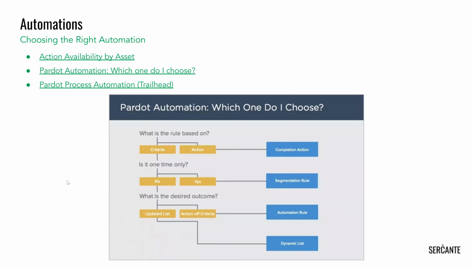Megana asked, do dynamic lists work continuously? And yes, they do. Every time a prospect is edited, Pardot is going to reevaluate to see which dynamic list it should belong on. And so it's continuously refreshing.